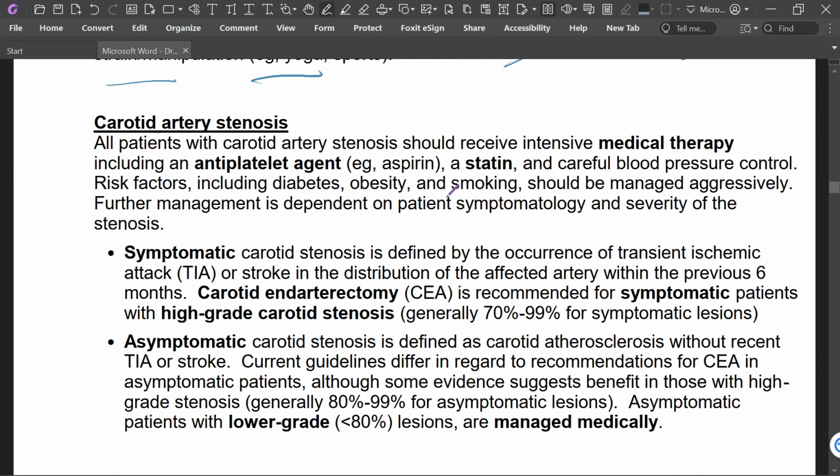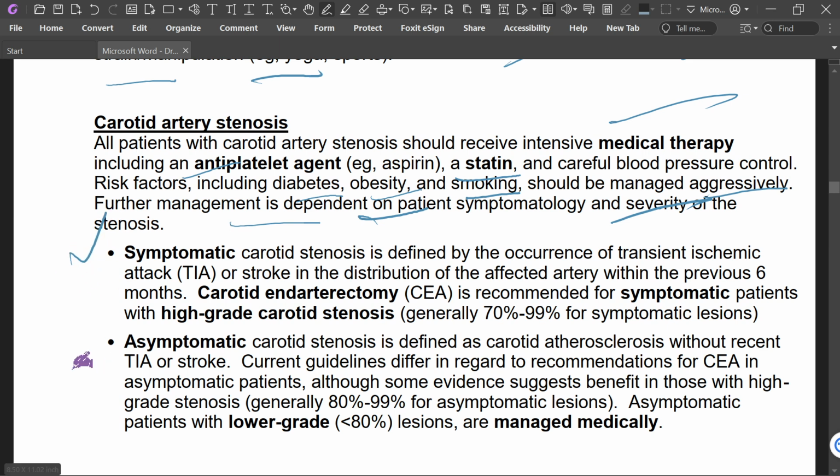Carotid artery stenosis. All patients with carotid artery stenosis should receive medical therapy including antiplatelet therapy and statin, and risk factors including diabetes and obesity should be addressed. Smoking should be managed aggressively. Further management is dependent on patient symptomatology and severity.